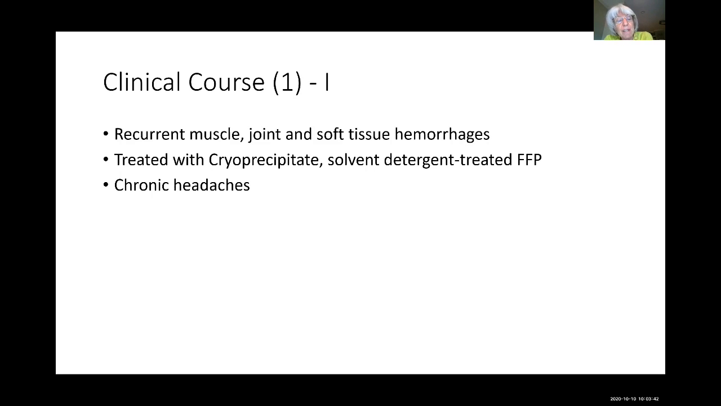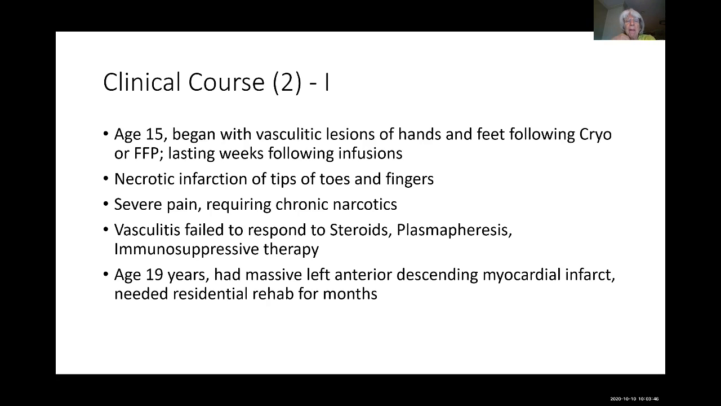And through his childhood, he always had chronic headaches, always had migraine type headaches. But when he was 15, he started having these lesions that we call vasculitic in his fingers and toes every time he got cryo or the solvent detergent FFP, and it would last for weeks, and it would just be the most boring, burning, searing pain you could imagine. And it actually ended up necrosing or killing the tips of his fingers and toes. They would turn black like gangrene, dry up and fall off. It was severe pain. He was needing chronic narcotics.